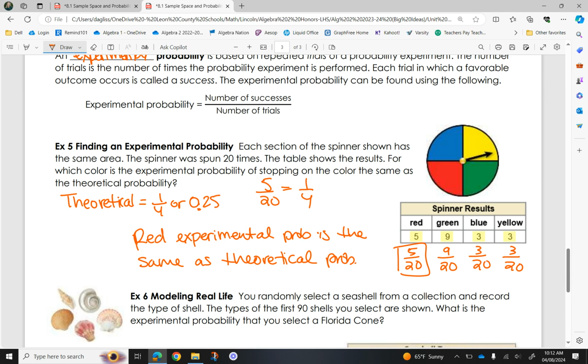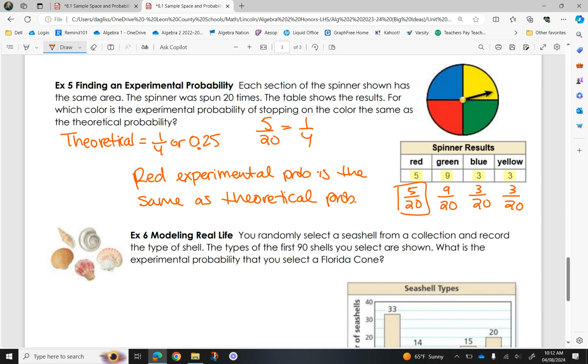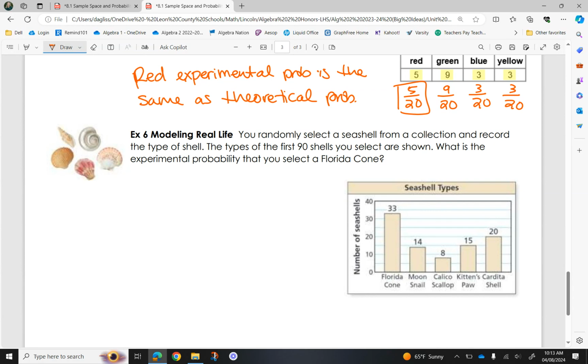How about you try the last one with my shells? I will read it out loud, and then you're going to do it. Here we go. Example 6. You randomly select a seashell from a collection and record the type of shell. The types of the first 90 shells you select are shown. What is the experimental probability that you select a Florida cone? Okay, so there's my results. You do this one.